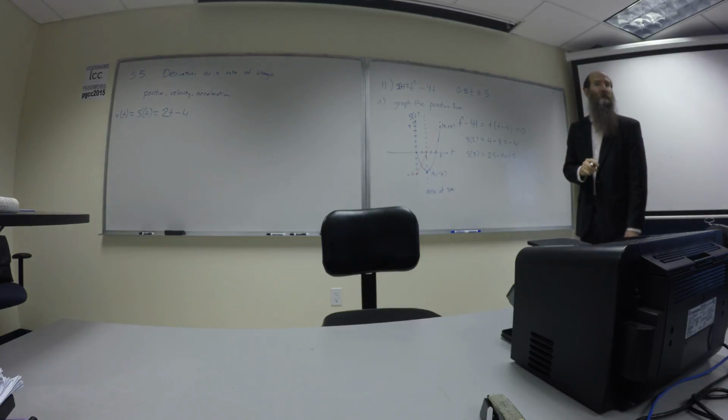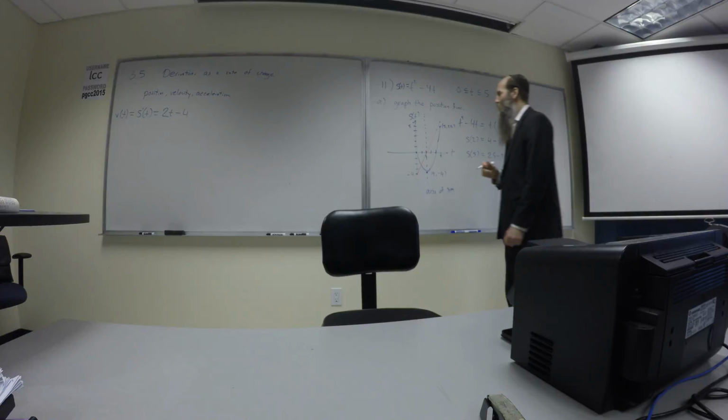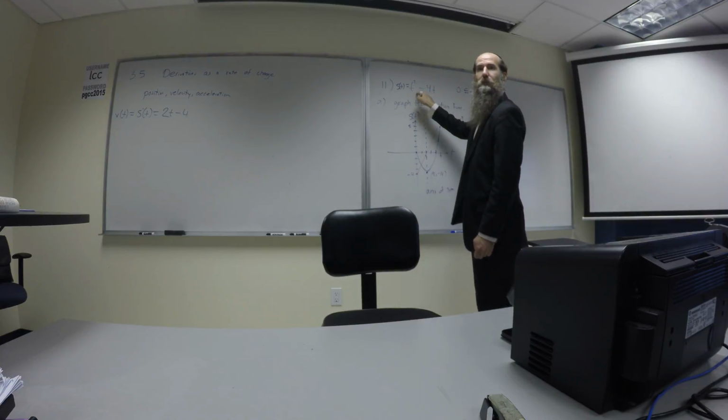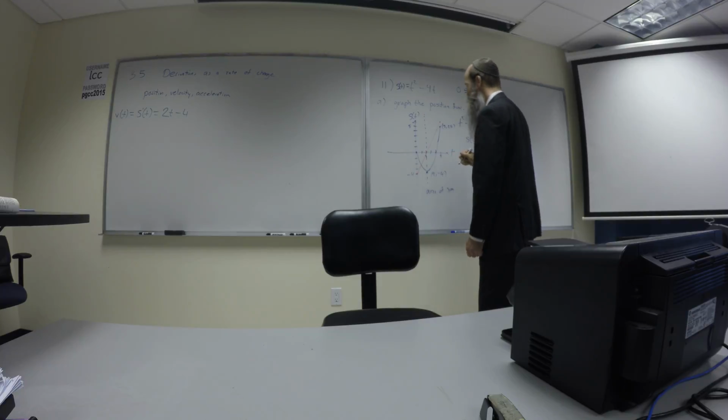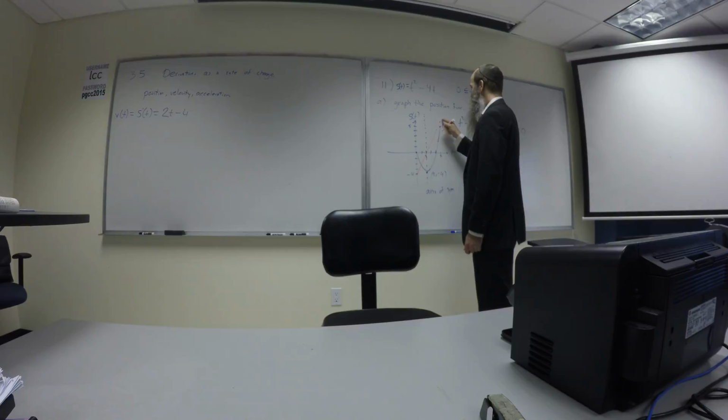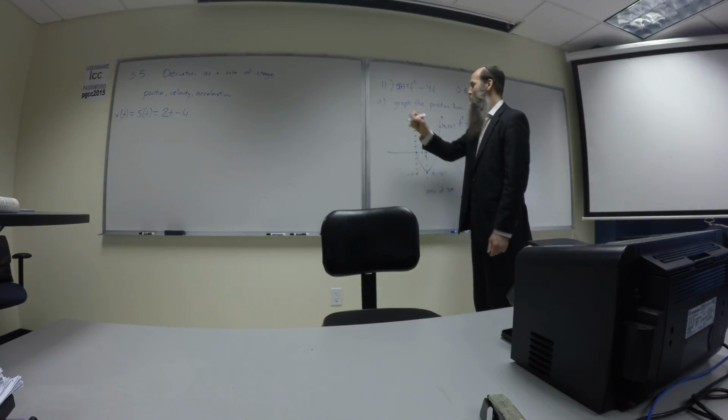We're okay with that being the velocity function? Wait, how do you get the velocity function again? I took the first derivative of s. Velocity is always first derivative of position. They told us to graph. What's this location? 5 comma what? 6?